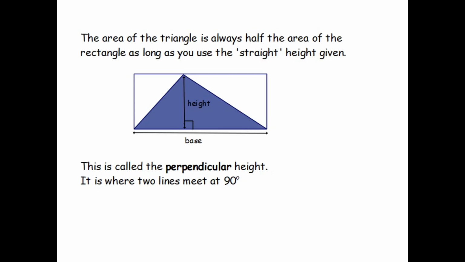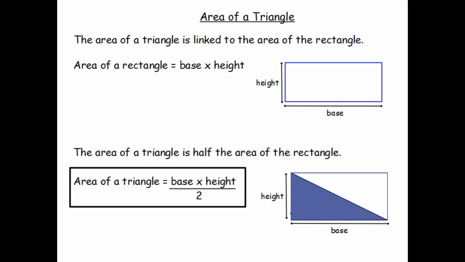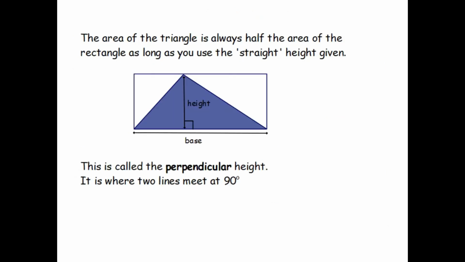Now this is where two lines meet at a 90 degrees. So you can see here the base and the height meet at a 90 degrees, just like they did on our first triangle here. Our height and base met at 90. Okay, so the formula for the area of the triangle is your base times your perpendicular height, the height that meets at a 90, and then halve it, then divide it by 2.